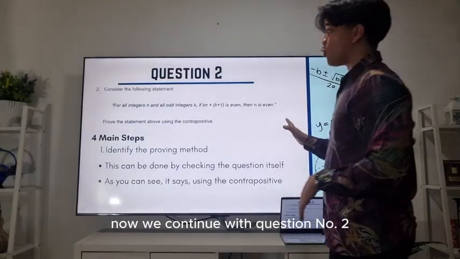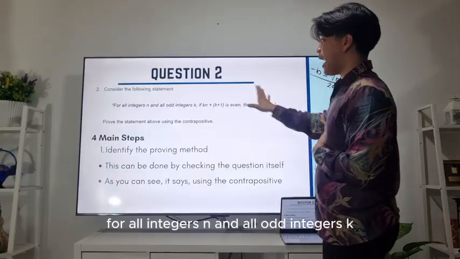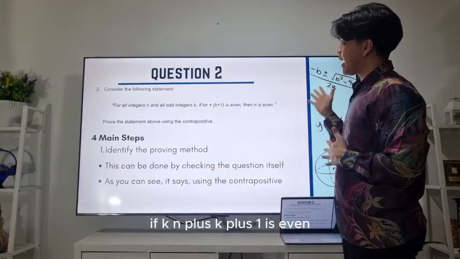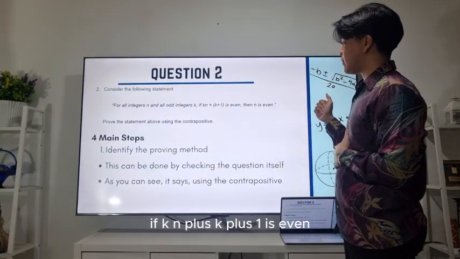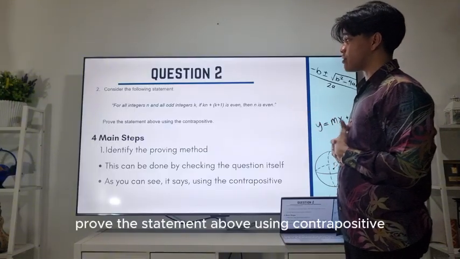Now we continue with question number 2. Consider the following statement for all integers n and all odd integers k. If kn plus k plus 1 is even, then n is even. Prove the statement above using contrapositive.